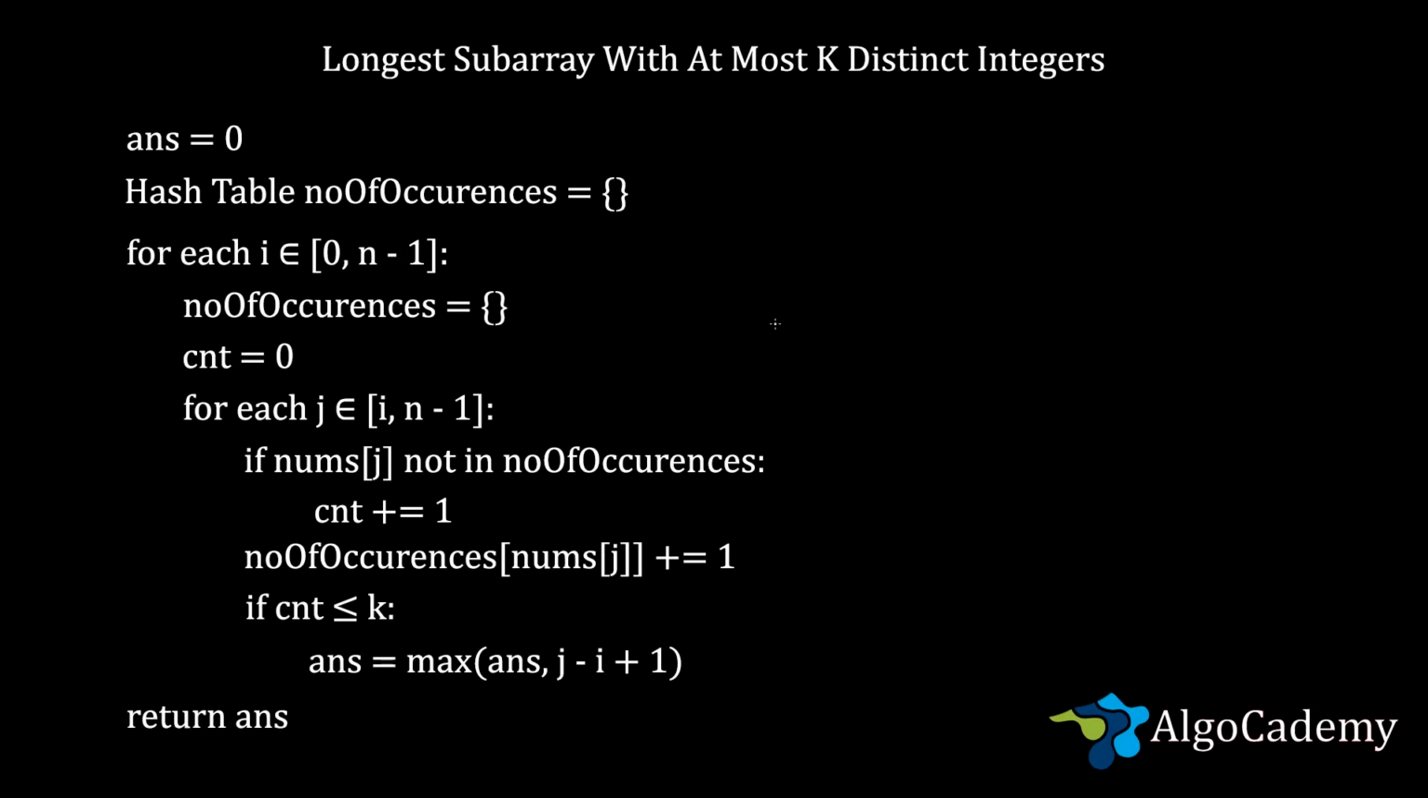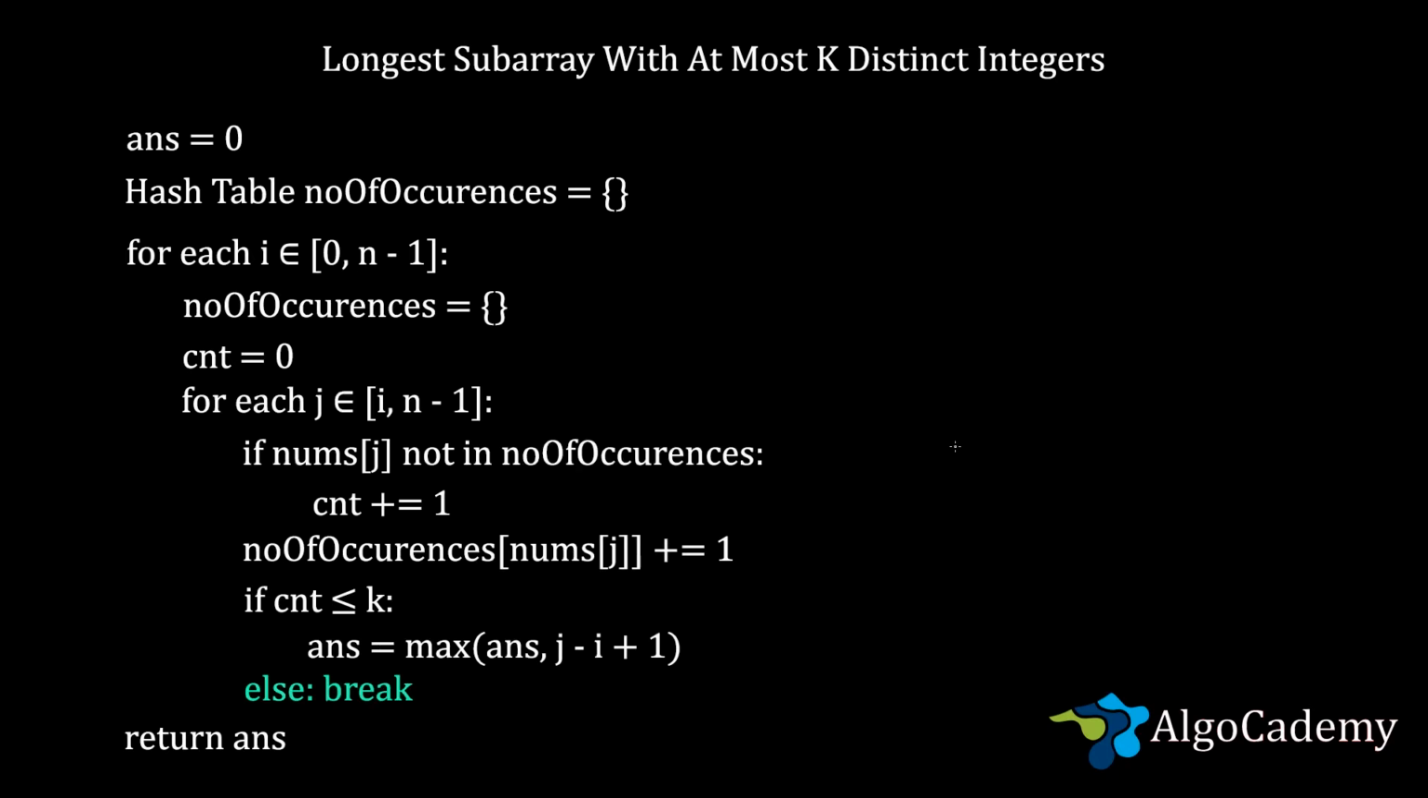Now, there is one optimization that I can make to this code, so let me write it and I'll get back to you. And here is the optimization, only this line of code. What does it do? When we are trying out the subarray i, j, and the number of distinct integers there is not less than or equal to k, so obviously it is greater than k, then I'm going to break out of this for loop. Why do I do that?